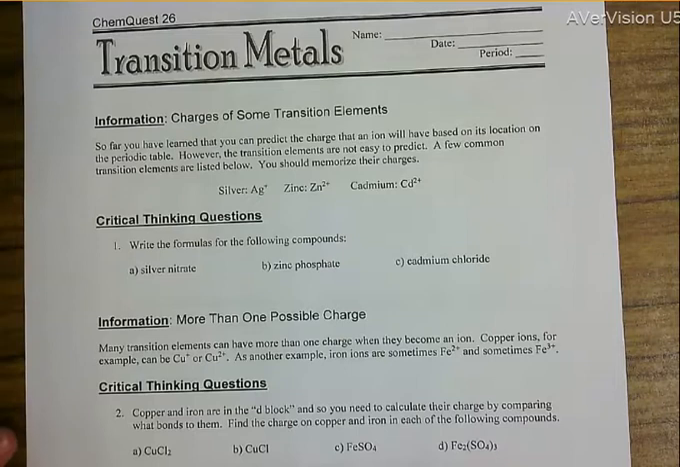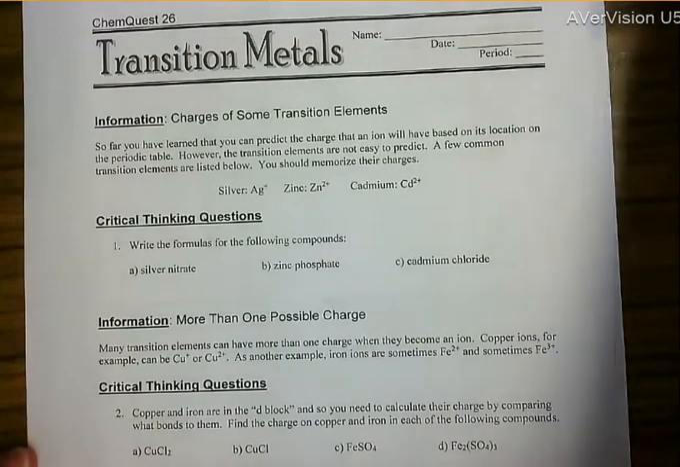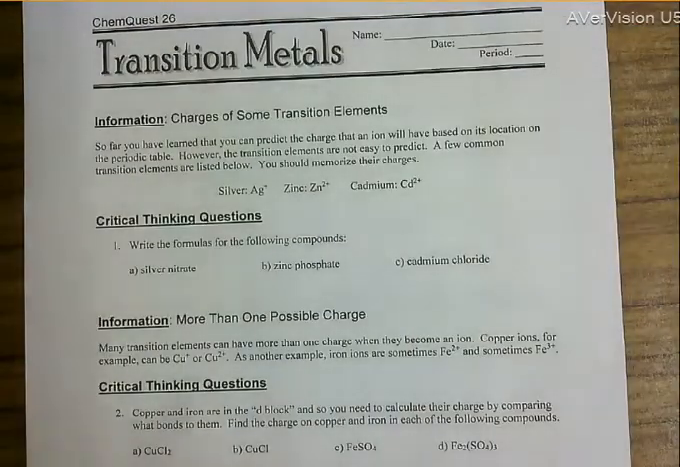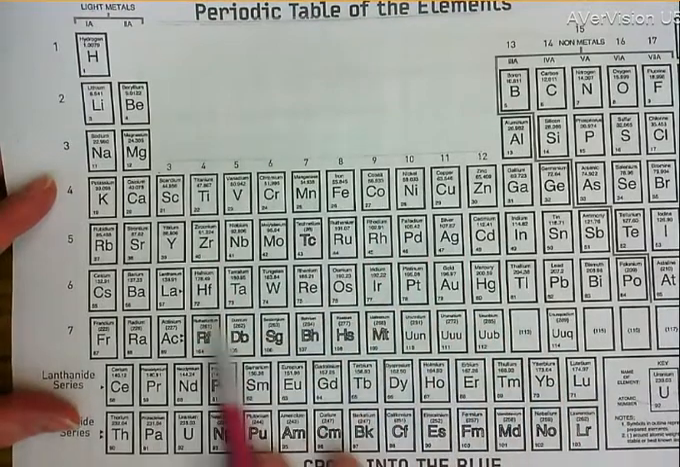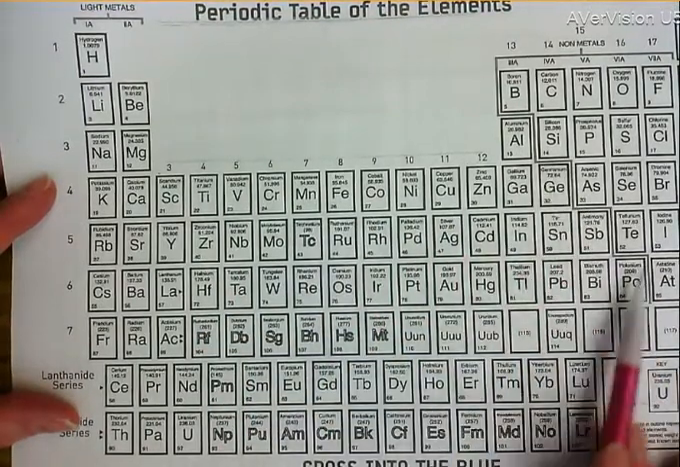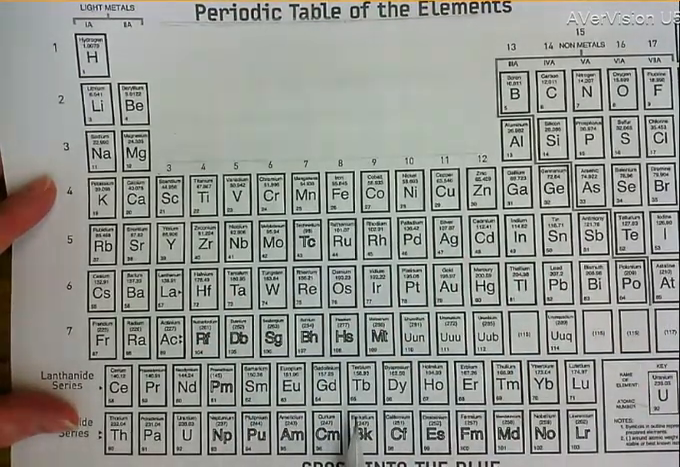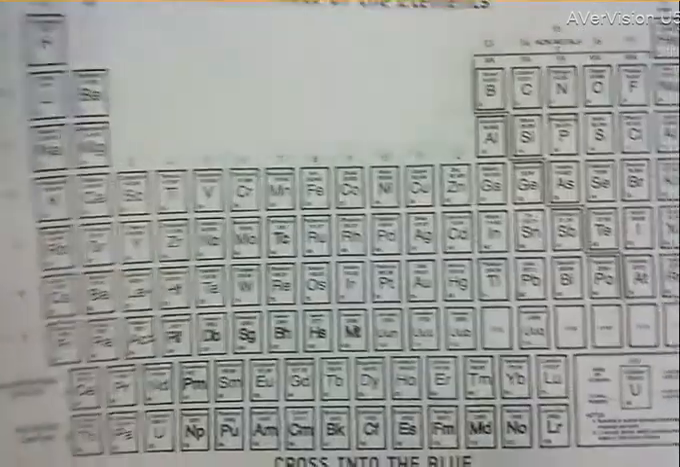Silver Ag+, zinc Zn2+, and cadmium Cd2+. So remember, we're talking about transition metals. So we're talking about these short columns underneath this heavy stair-step line, as well as down in here. Okay, and they don't follow predictable patterns.